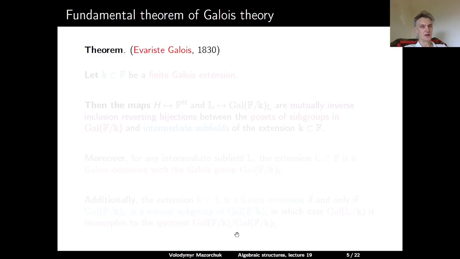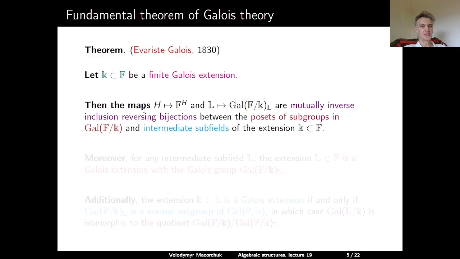Now we can formulate our main result for today, which is usually called the fundamental theorem of Galois theory, and this is usually attributed to Évariste Galois, who proved some version of it in 1830. So let K inside F be a finite Galois extension. Then the maps which take a subgroup H of the Galois group of F over K and map it to the subfield of fixed points F upper H, and the second map which takes an intermediate subfield L and maps it to the subgroup of the Galois group, which consists of all elements which fix L pointwise.